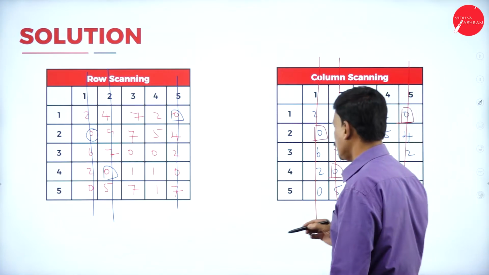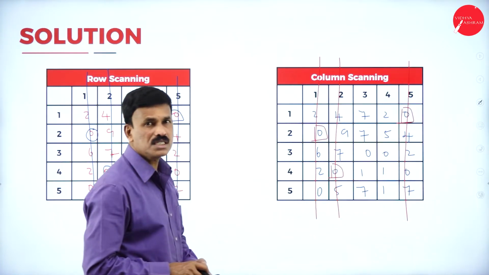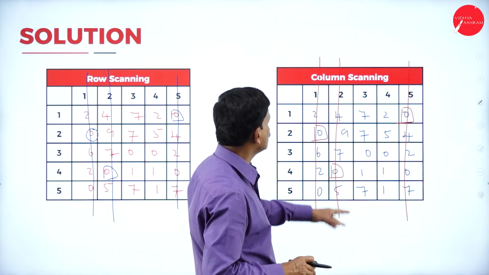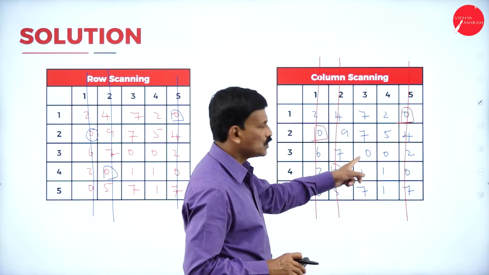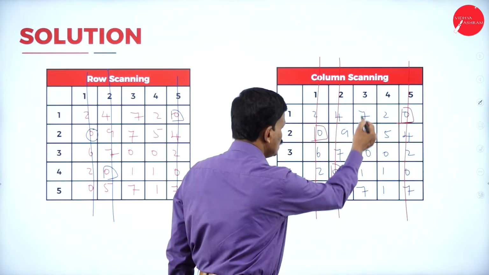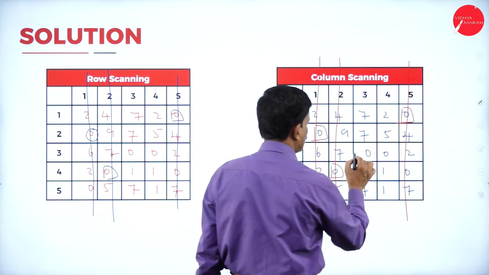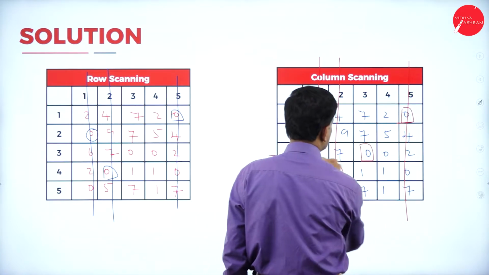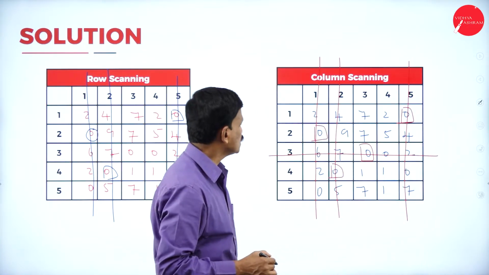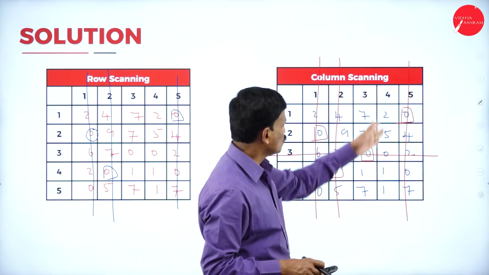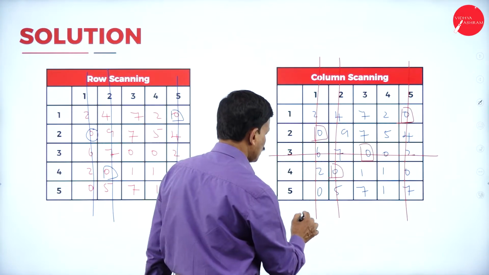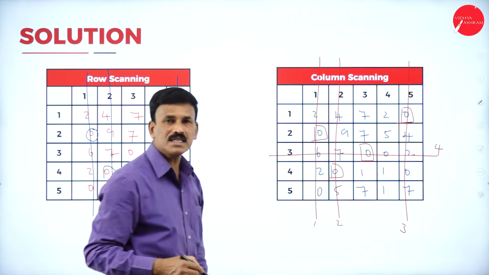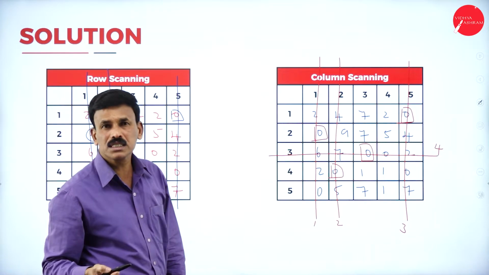In column scanning, identify the 0 in the first column. This is cancelled, this is also cancelled. Here 0 is here. In the third column, identify this 0. Once this is done, we can cancel this particular row. This is cancelled. Again, go to the next, no zeros. See the number of lines: 1, 2, 3 and 4. The number of lines drawn is 4, but the order is equal to 5.